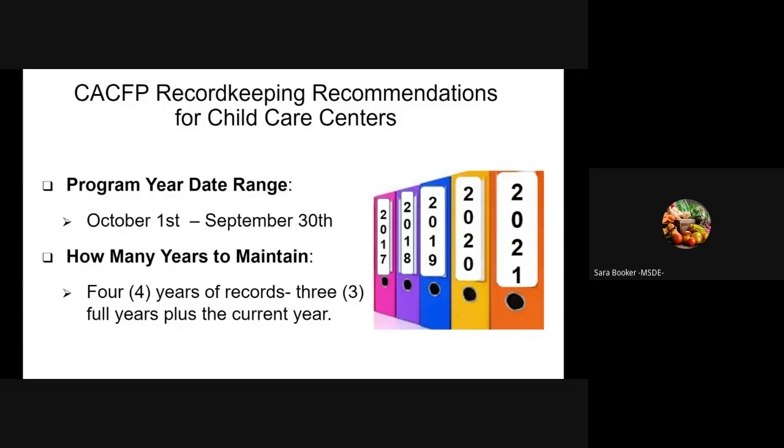All right, some helpful information here. The CACFP runs from October 1st to September 30th each year. That is the federal fiscal year. Please keep your records organized according to those dates. You'll need to maintain 4 years of records. That's 3 full years plus however far into the current year we have gotten. So again, 3 full years plus the current year.